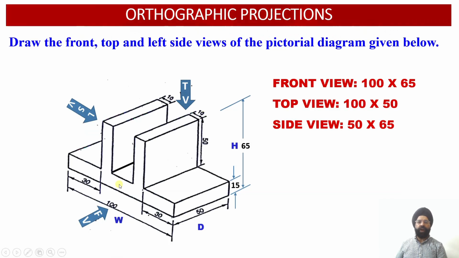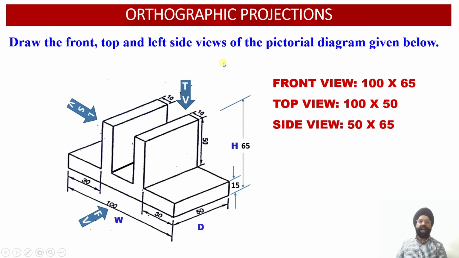Now today we have a solid available with us, and this is the isometric projection of the solid. In the isometric projection, the front face, the top face and the side face, all these three faces are available in a single 3D view. So here we are required to draw the orthographic projections, that is front view, top view and the left side view of this solid.